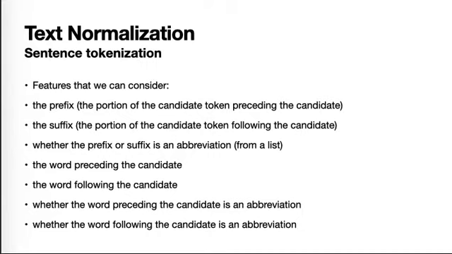Some of the features that could be used in training include the prefix, which is the portion of the candidate token preceding the candidate, the suffix, which is the portion of the candidate token following the candidate, and also whether the prefix or suffix is an abbreviation or not. We can also look at the word preceding the candidate, the word following the candidate, and also whether those words are an abbreviation or not.